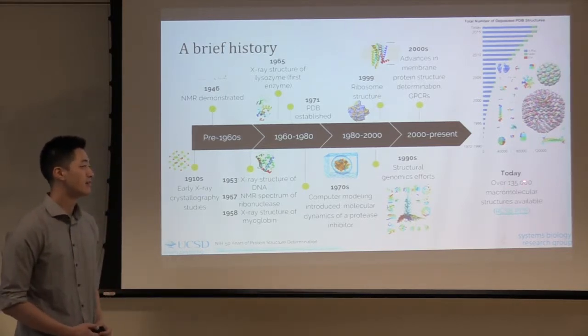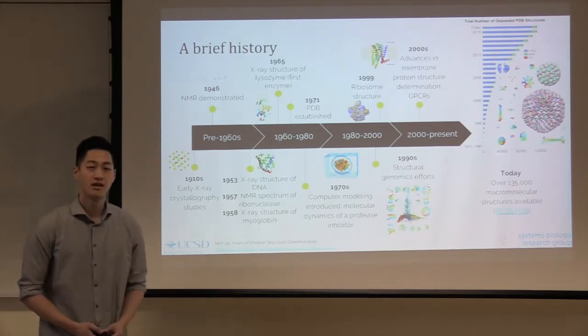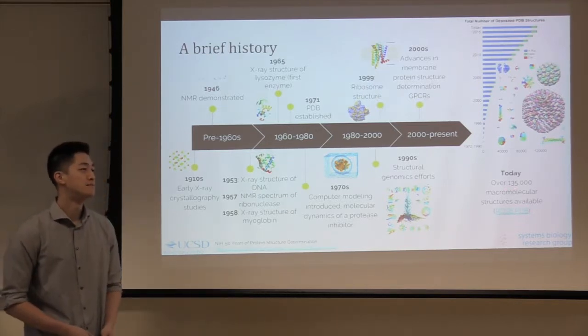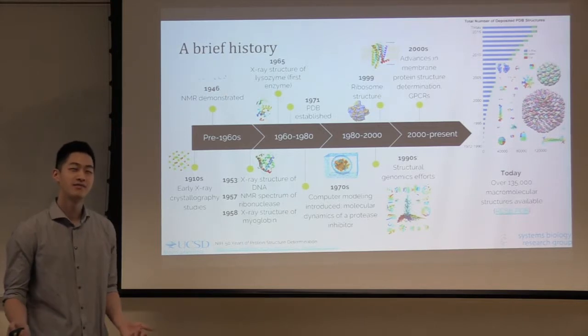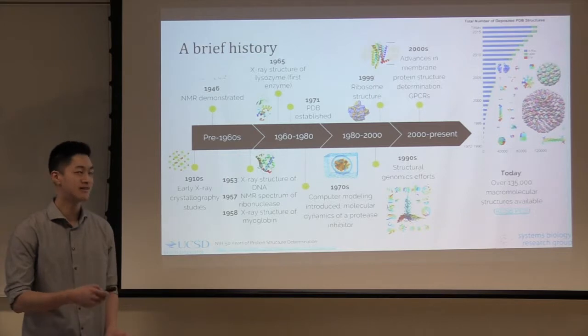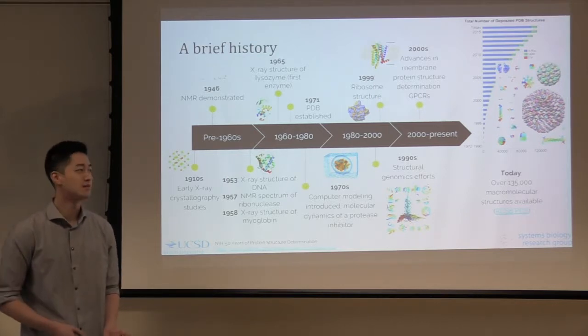So today there are over 135,000 structures available in the Protein Data Bank. When I first started grad school, I was seeing 80,000. So that's how much the number has increased just in the last couple of years.